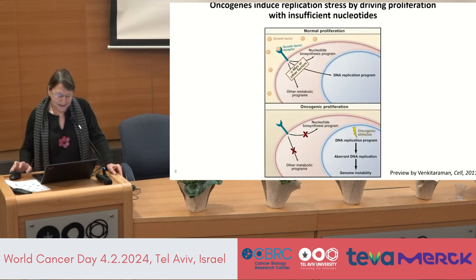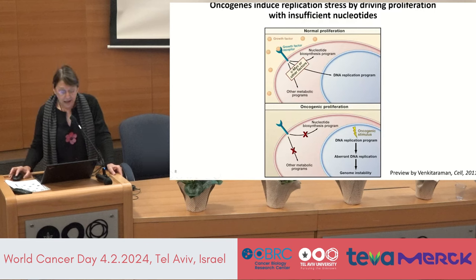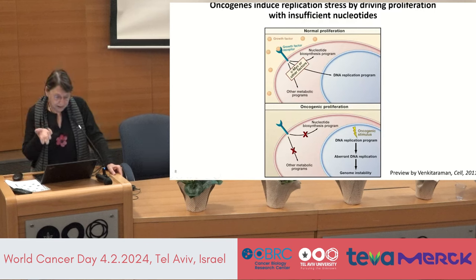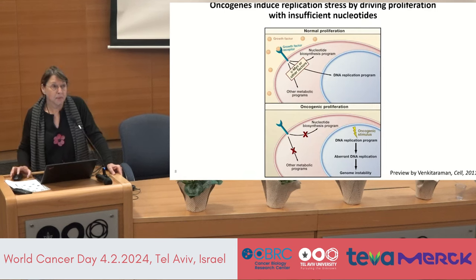Just before moving on, I want to show another way to look at our results with oncogenes. Another way to explain the same result is that in a normal cell, the signal for proliferation comes from growth factors outside the cell. If there is a growth factor receptor, then there will be binding of the growth factor, and this will elicit all the required pathways to support DNA replication and proliferation.